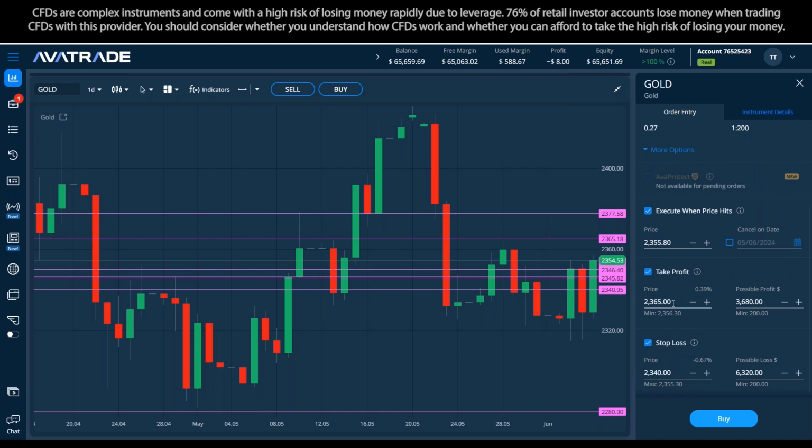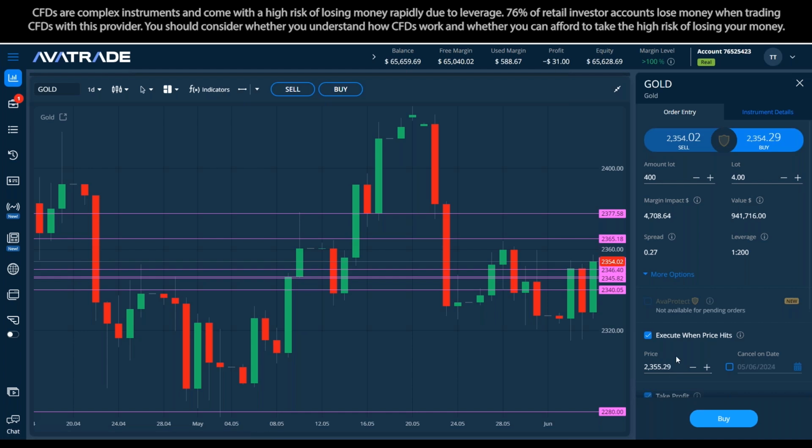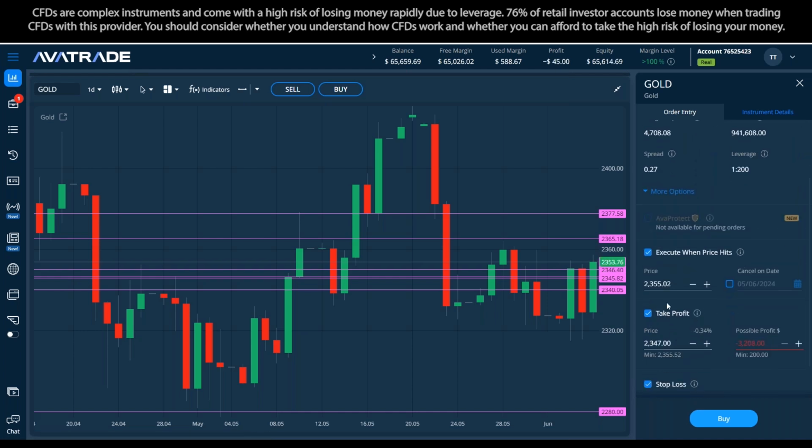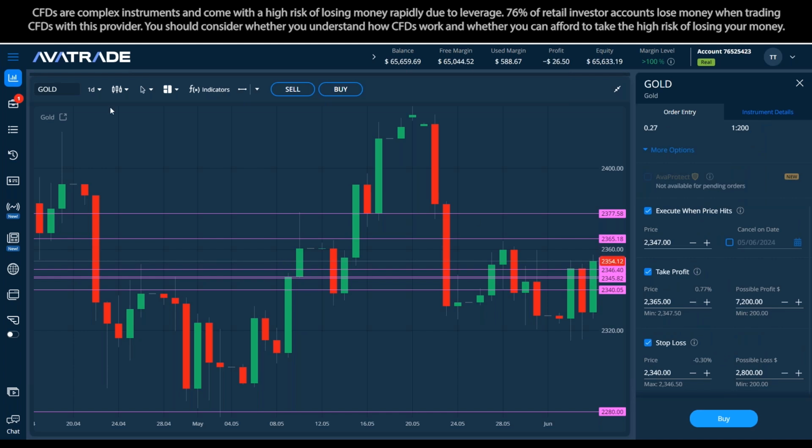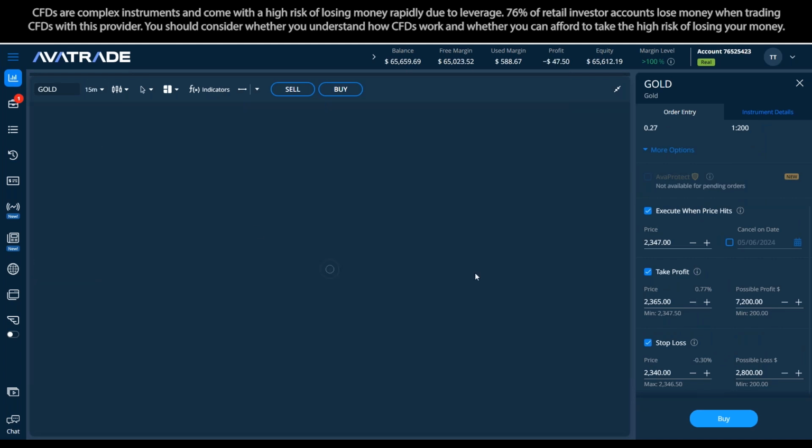Execute when price hits. If it does drop to 23.46, we saw, let's say 23.47. If it drops to 23.47, whoops, entry price 23.47, not my take profit. 23.47, take profit up at 23.65. Okay, that's the first resistance level in the signal. Entry price down at the support level that we drew from the 15-minute candles. So entry 23.47. Remember, that was here.